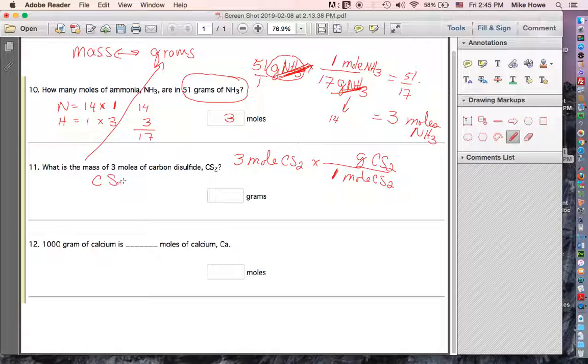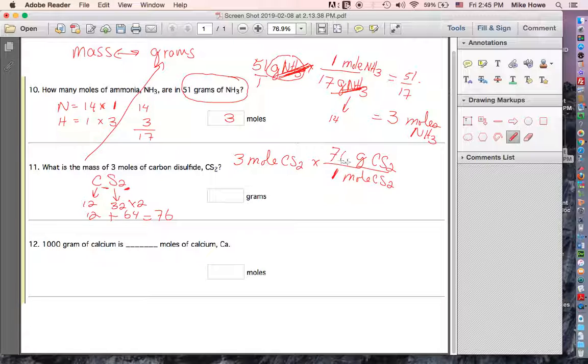So let's do that. CS2: we know that C has a mass of 12. We know that sulfur has a mass of 32. However, how many sulfurs are there? There are 2 of them. There's only 1 carbon, but there are 2 sulfurs, so I have to multiply this by 2. That gives me 64 here, and I still have the 12 over here. When I add them together, I get 76.